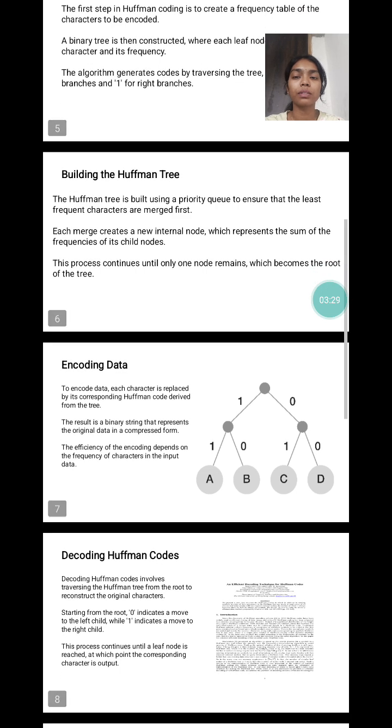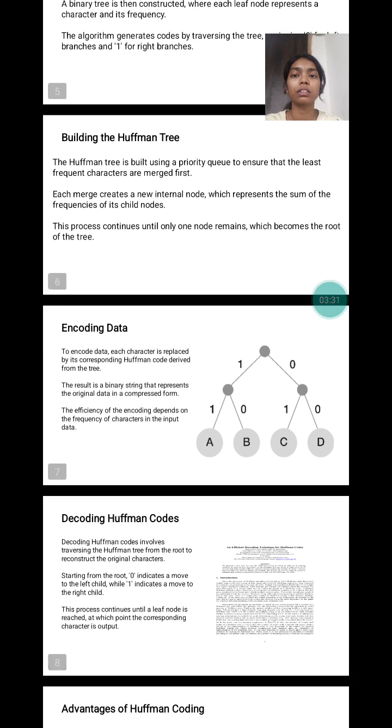Building the Huffman tree. Here we have to build the Huffman tree, and we can see how to create it. The Huffman tree is built using a priority queue to ensure that the least frequent characters are merged first. Here we have to take the least value first.